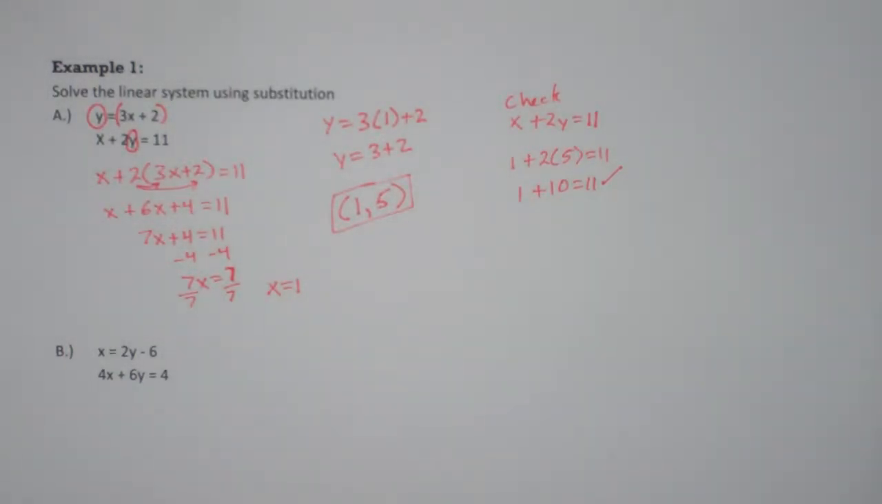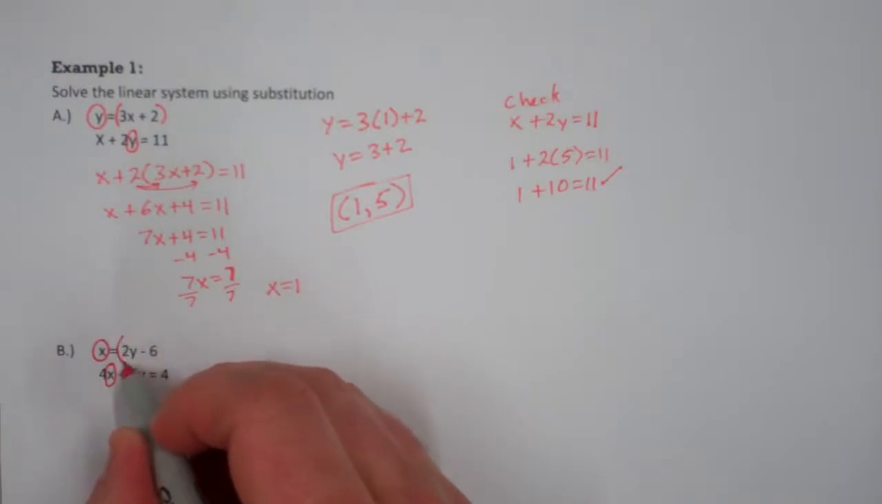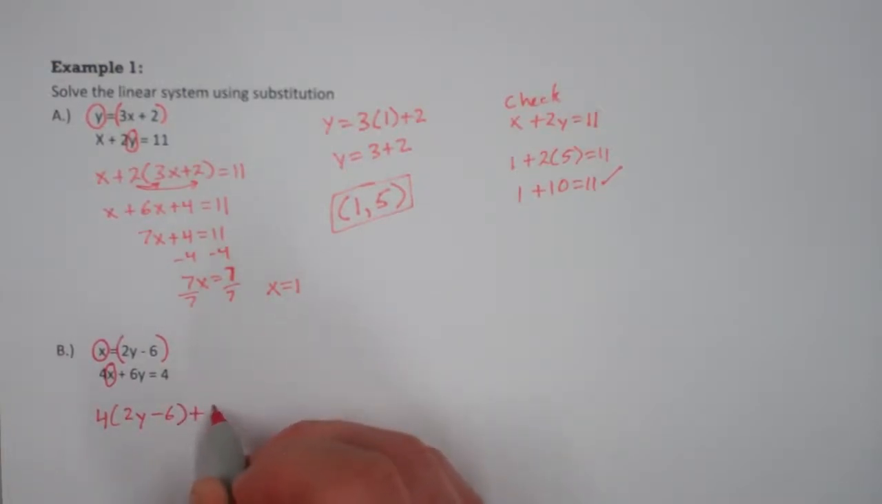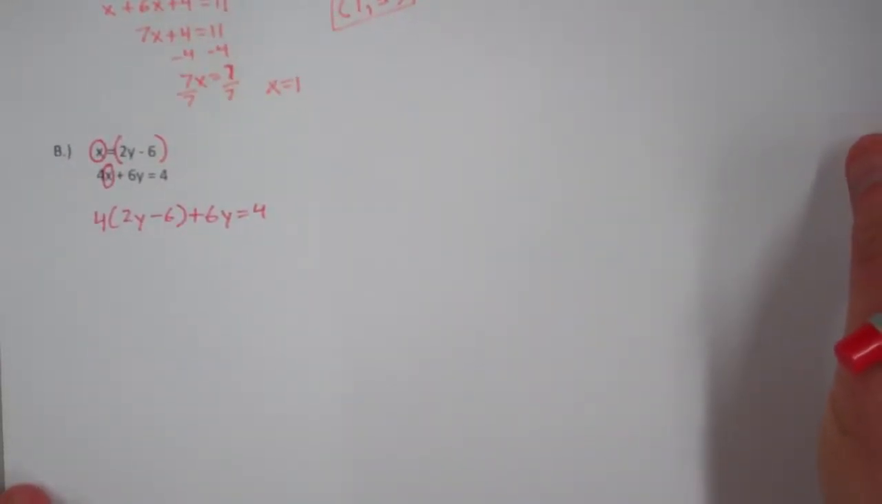Let's try the same type of approach with the next one. And this time, the x is solved for in the first equation. So I'm looking at this one right here. What we're going to do is go to the second equation, take the x out, and then substitute everything that x is equal to. So instead of writing 4x, we're going to write 4 times 2y minus 6. Then we have plus 6y is equal to 4. I'm going to move this up just a little bit so you can see it better.